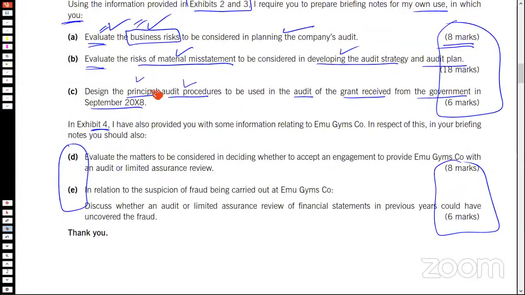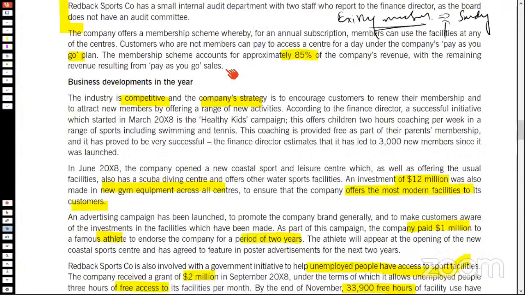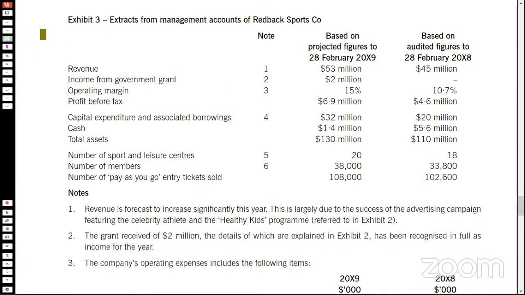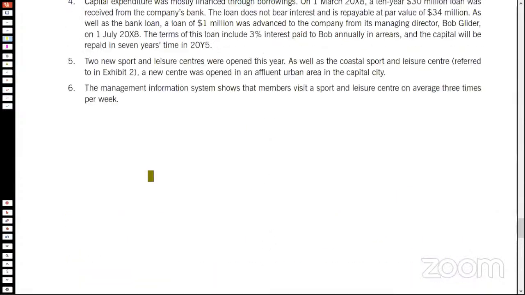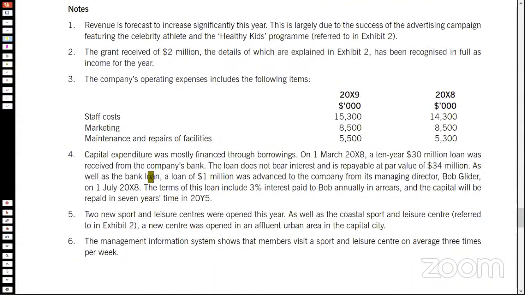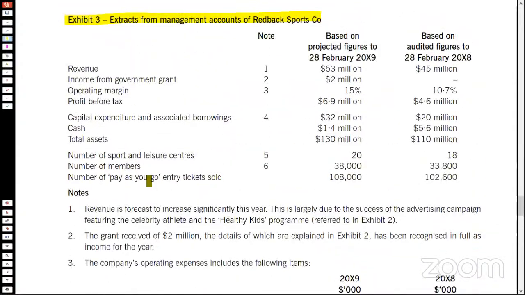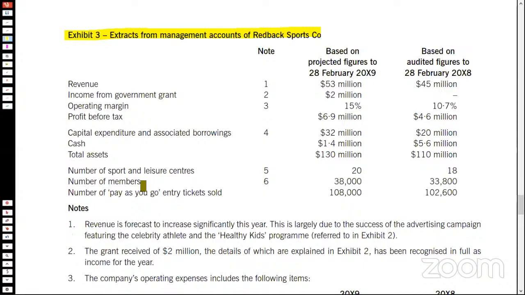The next aspect is that you have to evaluate the risk of material misstatement to be considered in the audit strategy and the audit plan. So you have exhibit number 3 in front of you. I repeat, you have exhibit number 3 in front of you. What I would want you to do is go through exhibit number 3, keep in mind what was discussed in exhibit number 2, and try to identify the risk of material misstatement. You have 5 minutes to attempt this part. So you've got time till 12:43 a.m.